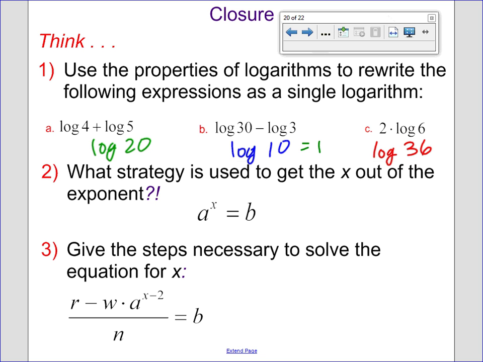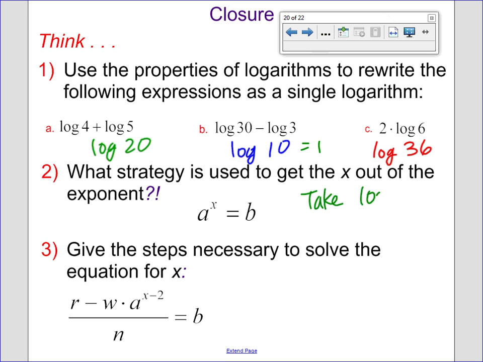All right, guys, the point of today's lesson: how is it that we get that variable x down out of the exponent and on a level playing field where I can solve for it? What is my strategy? What do I do procedurally to both sides of the equation? Tyler? You take the log of both sides? Absolutely. We take the log of both sides, and that will allow us to utilize the log of a power property.